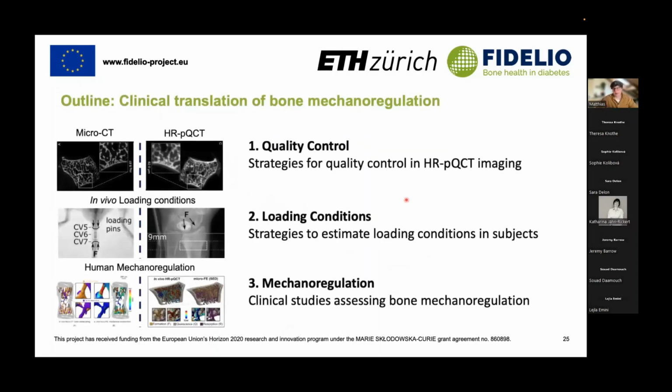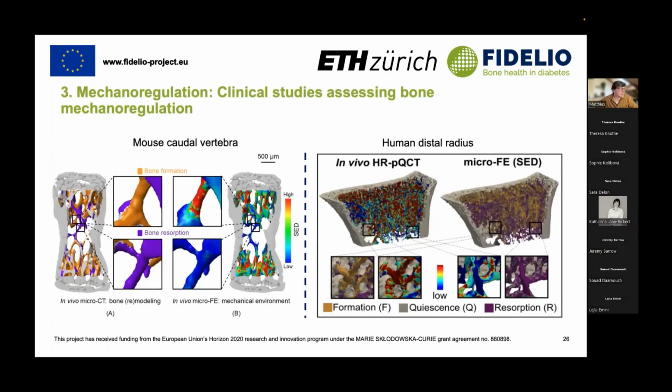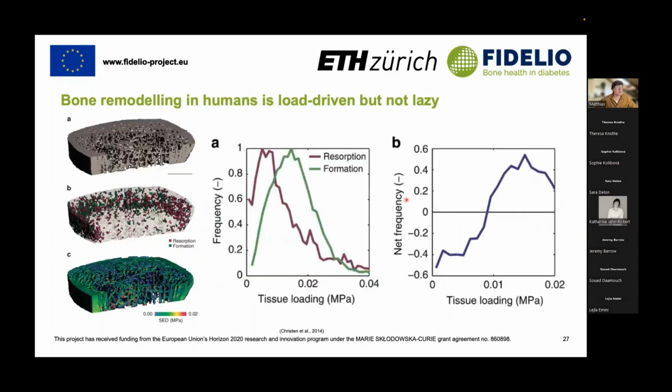Yeah, so this shows that it's important to estimate the mechanical environment appropriately in order to then correlate these two things, bone remodeling with the mechanics, which is the mechanoregulation. And as I mentioned, only very few studies have done this yet. There are two studies. This one was actually the first that has shown in humans a form of load-driven bone remodeling.